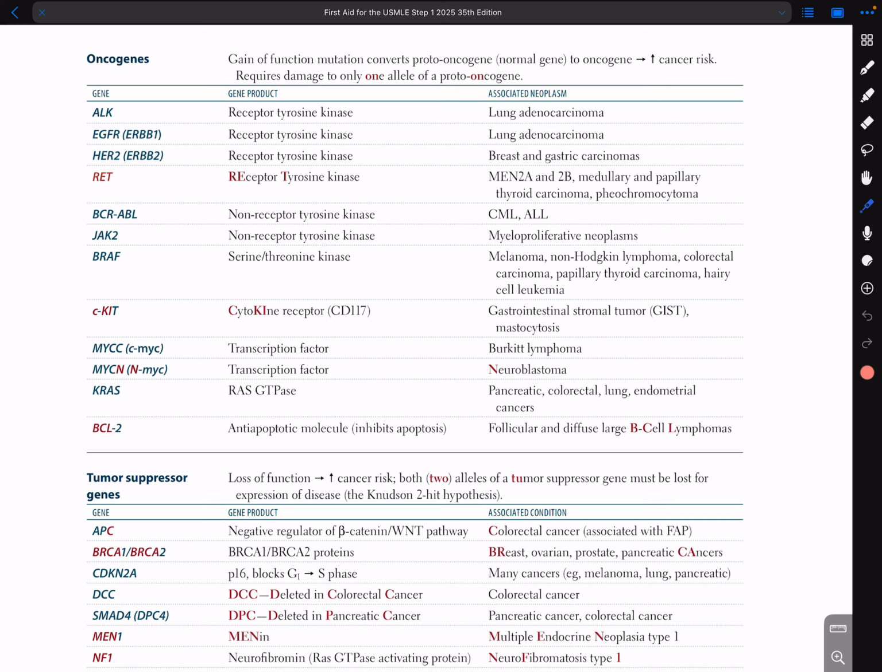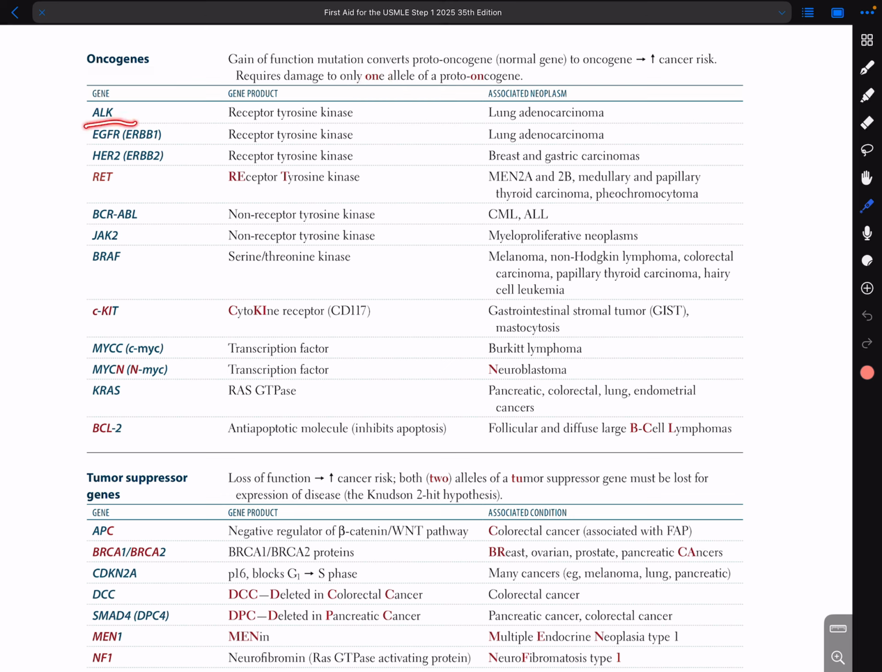Oncogenes are gain-of-function mutations that convert a proto-oncogene, a normal gene, to an oncogene. There is an increase in cancer risk. It requires damage to only one allele of a proto-oncogene. So proto-oncogene, one allele, that is an oncogene.